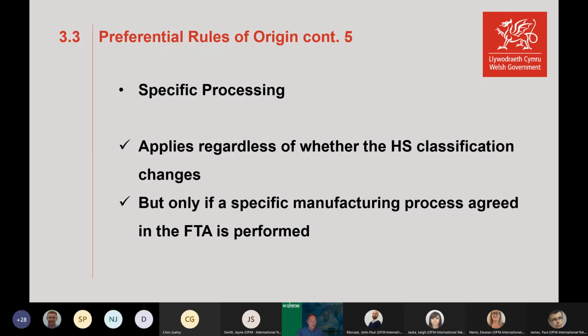As an example, if a product is turned from yarn into fabric, or metal is heat treated or coated, that can be the type of process which can be agreed in a free trade agreement as significant enough to change the origin of the product to the manufacturing country, so to the UK in this instance. So we have those 3 different ways of showing that the product has been changed enough, or enough value added to it, to become a UK product.